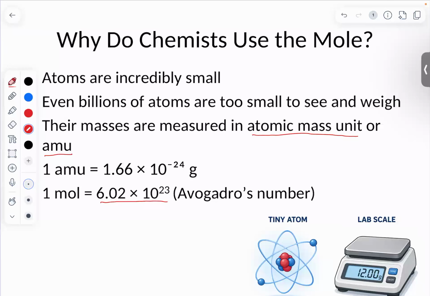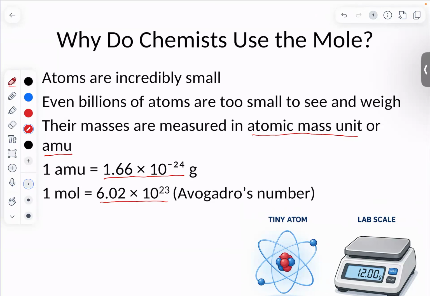By definition, 1 AMU is 1.66 times 10 to the negative 24th gram. This is an extremely small mass. So here is a challenge. Chemists need a way to connect the microscopic world of atoms to the macroscopic world that we can actually see, weigh, and work with in the laboratory.